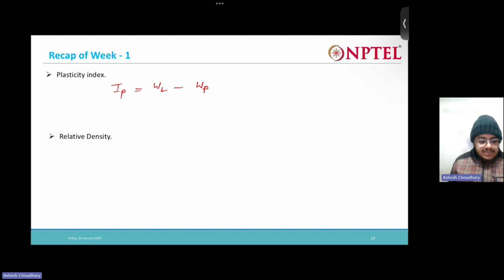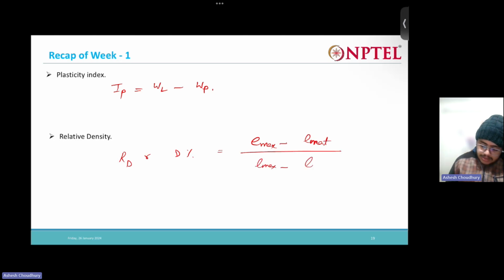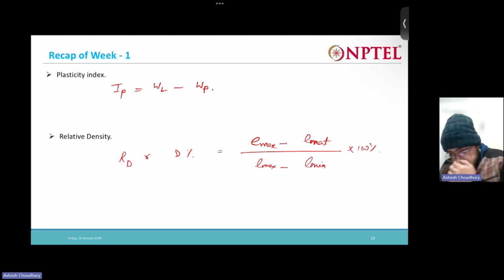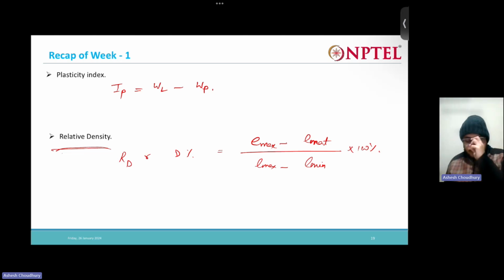Then we have relative density. Relative density, Dr, is nothing but (e max minus e natural) by (e max minus e min) into 100%. This relative density is valid for coarse soil, and it gives the degree of denseness of that coarse grained soil. e max means the loosest state in which that soil can exist, that void ratio is the e max. e natural means the in situ void ratio at the place where you are measuring, and e min is the densest state of that soil.